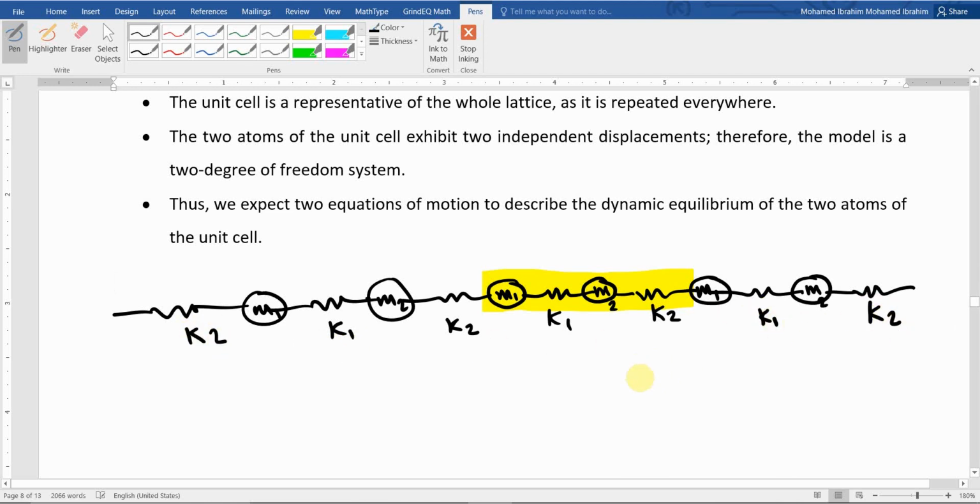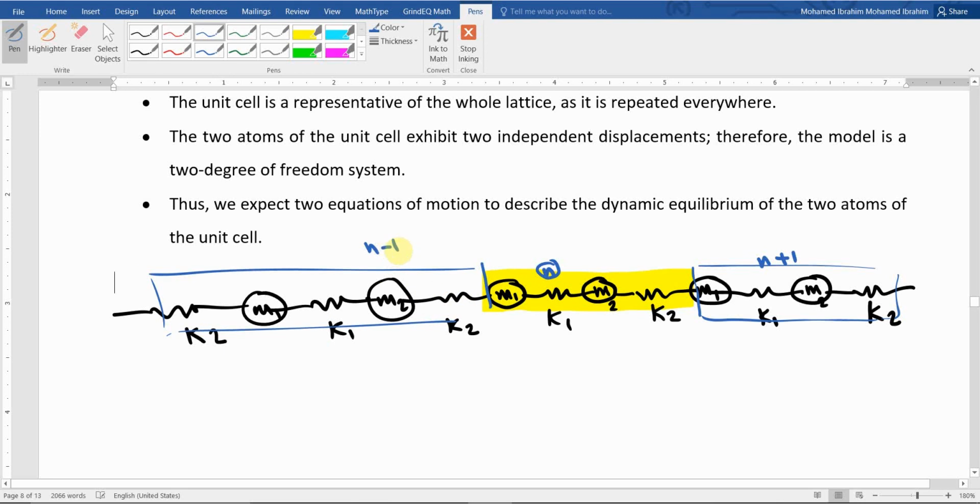So this is in case the interaction between the atoms is not identical. In this case, we have to consider the unit cell as diatomic, as already shown here, right? And let us assume that this is unit cell number N, for example. So here we're going to have another unit cell, which should be N plus 1, and here another unit cell, which should be N minus 1.